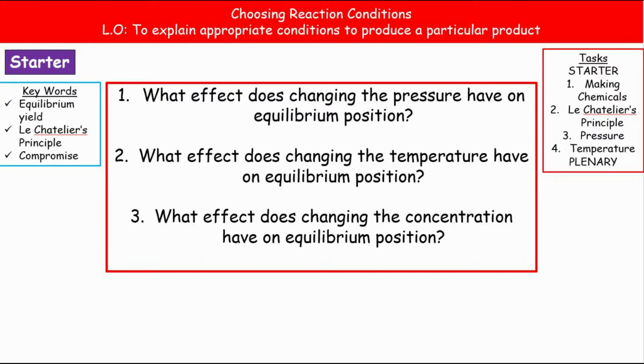What we're going to be doing in today's chemistry lesson is having a look at how we choose the different reaction conditions that we're going to use in any given chemical reaction. Now, what we're hopefully going to be able to do by the end of today's lesson is to explain the appropriate conditions to produce a particular product. So this means that if they give you an example of a particular chemical we want to make and key facts about them, you can then work out what conditions we should use to generate it and explain why.